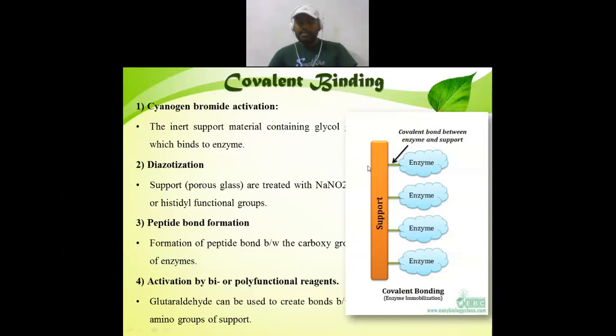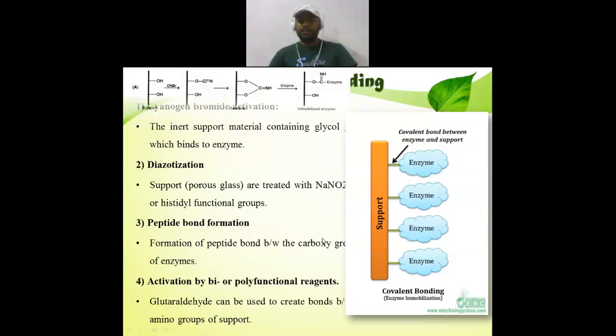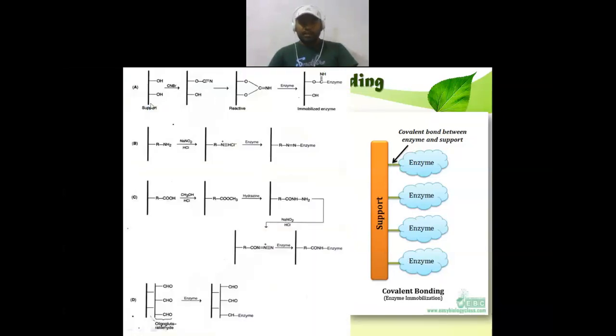So, these are the enzymes and these are the support. These covalent bonds are formed with these four different types of chemicals, or by these four different methods. So here is another example. Here is the support, the first example of CNBr. Then it is reactivated and the enzyme is again bound, and you can see the immobilized enzyme here. So same here and here.